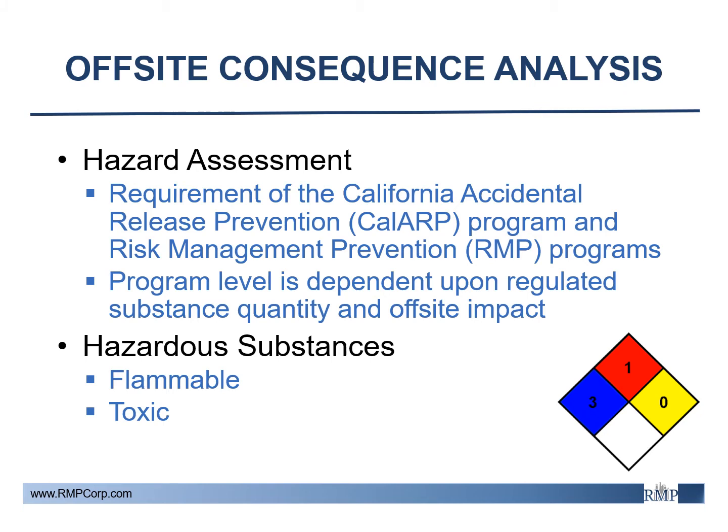Off-site consequence analysis, otherwise known as hazard assessments, are required by the California Accidental Release Prevention, or CalARP, program and Risk Management Prevention, RMP, programs. Program level is dependent upon regulated substance, quantity, and off-site impact. The typical hazardous substances that we model are flammable and toxic substances.